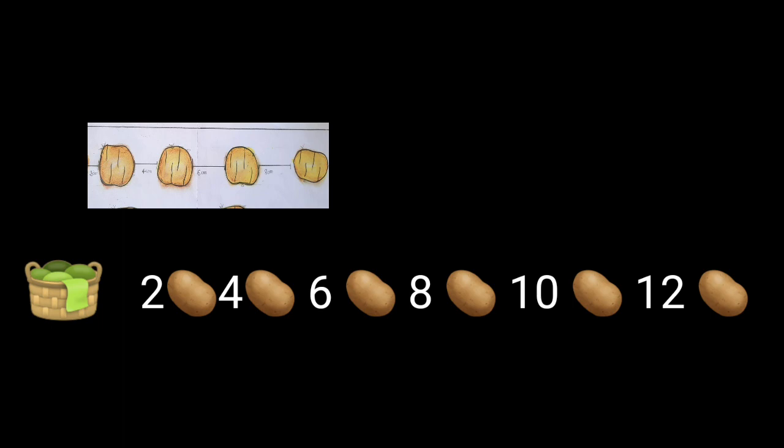Potato race. Here we have kept 6 potatoes. The first one is at a distance of 2 units from the starting point. Second one is at a distance of 4 units from the starting point. Third one at a distance of 6 units from the starting point. Fourth one 8, fifth one 10, sixth one 12 units. So that way the potatoes are to be arranged.